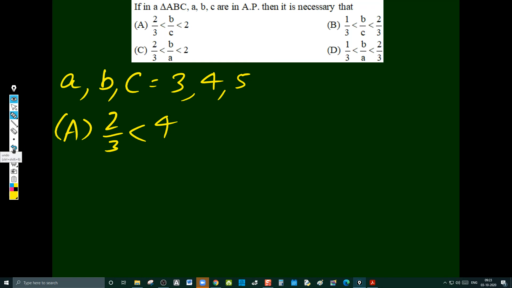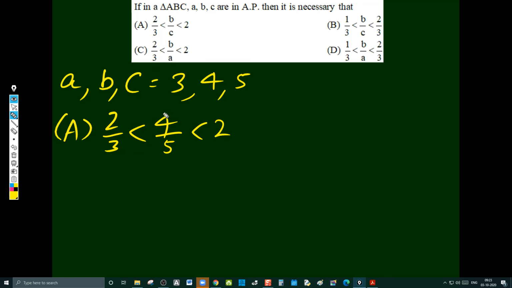Here also, whether it is correct or not, we are checking out. Less than 2. Make the numerator same. Here also, make the denominator same, numerator same. It is not, we are talking about HP here.